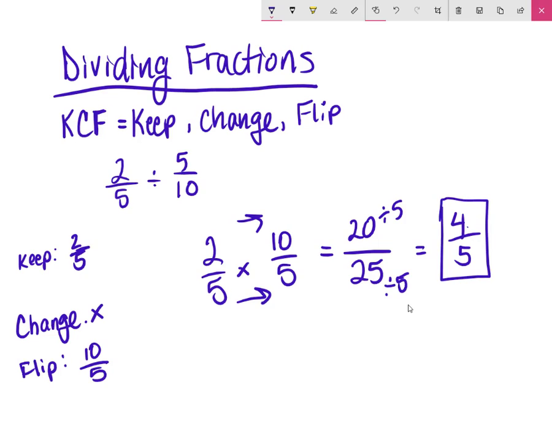And there you go. That's how you multiply and divide fractions.